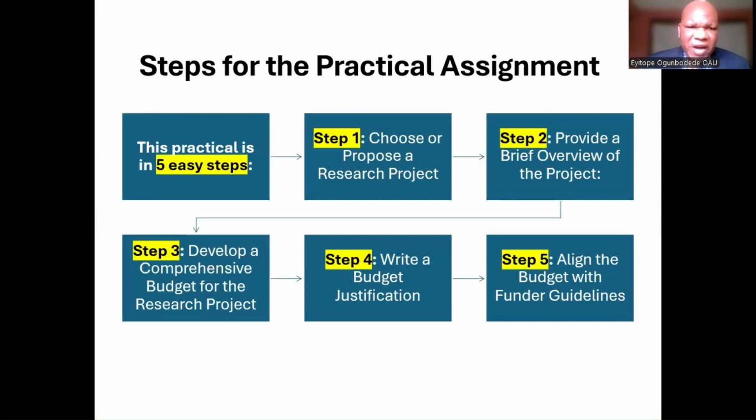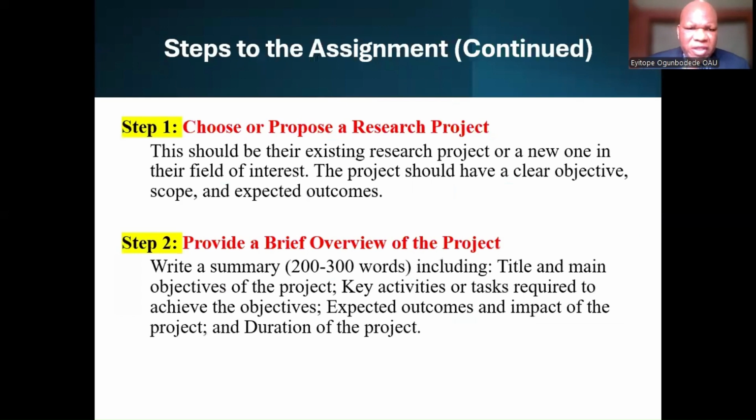Now, we have 5 steps to that assignment. Step 1 is to choose or propose a research project. Step 2 is to provide a brief overview of the project. Step 3 is to develop a comprehensive budget for the research project. Step 4 is to write a budget justification. And step 5 is to align the budget with the funders' guidelines. Now we're going to look very closely into each of those 5 steps.